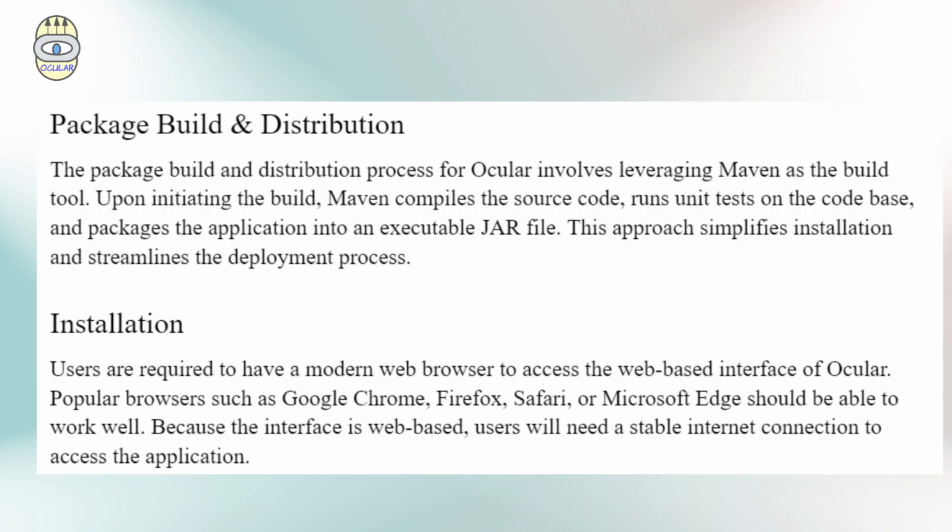Package and distribution. Ocular employs Maven as the build tool for package build and distribution. It will work with Spring Boot without any additional complexity to our build process, since Maven takes care of that for us. Maven compiles source code, conducts unit tests, and packages the application into an executable jar file. This streamlined process enhances installation and facilitates efficient deployment.